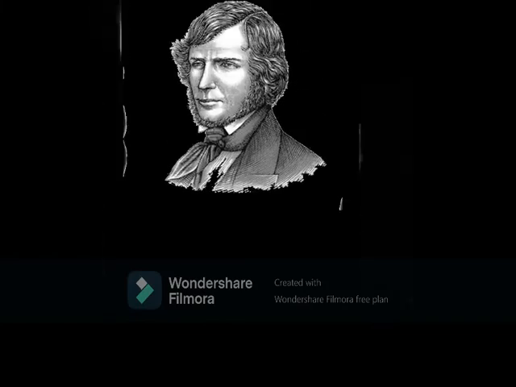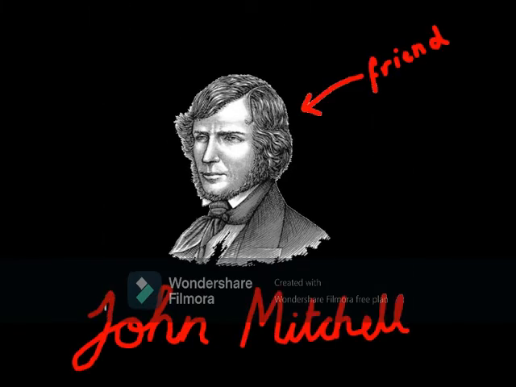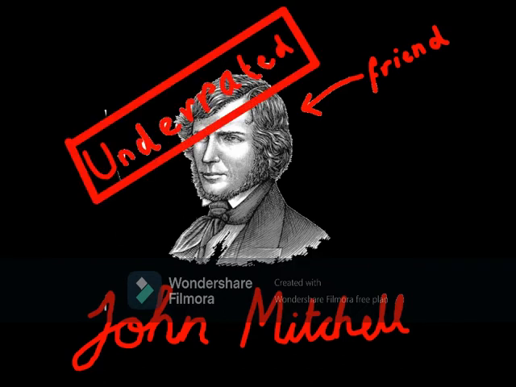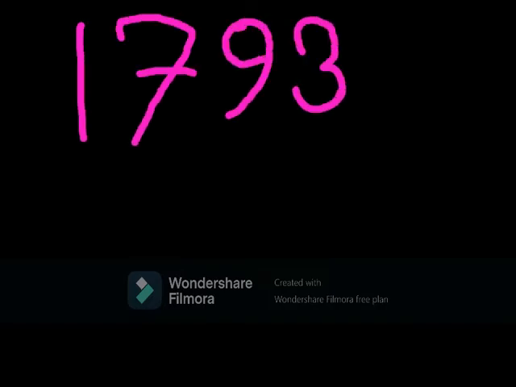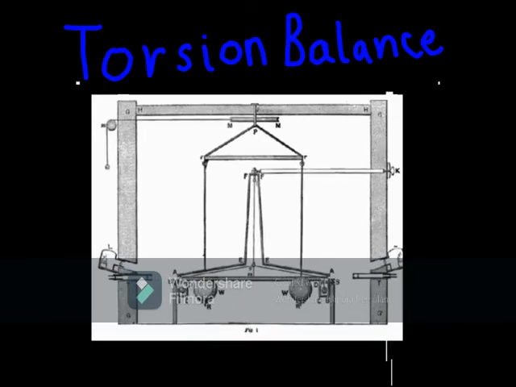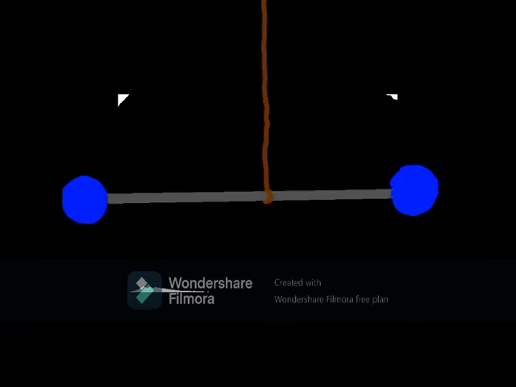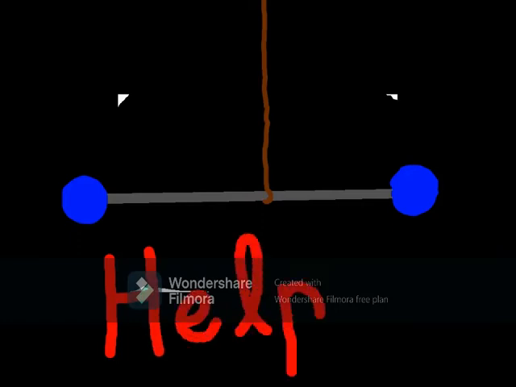You see, he had a friend known as John Michell, who was undoubtedly one of the most underrated scientists of the 19th century. Well, when John died in the year 1793, he left behind a gift, a torsion balance. A torsion balance is basically a fancy term for two balls on the ends of a beam hanging with a wire from the ceiling. But how will this help us?